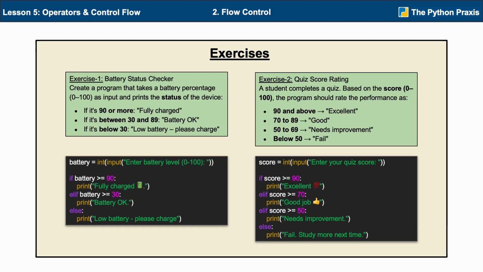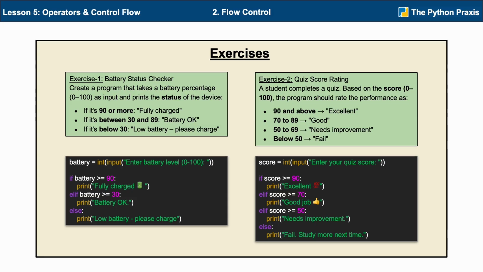Now, exercise 2 is about a quiz score rating. A student completes a quiz. Based on the score from 0 to 100, the program should rate the performance as excellent if the score is 90 and above, good if the score is between 70 to 89, needs improvement if the score is from 50 to 69, and fail if it is below 50.